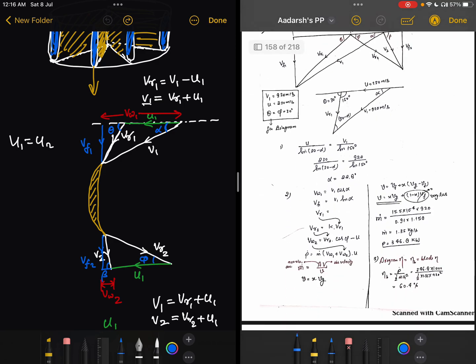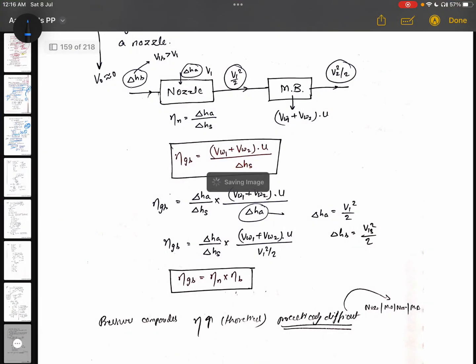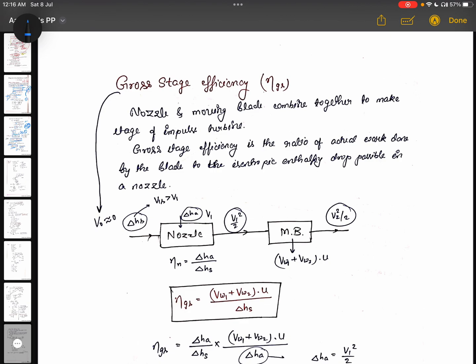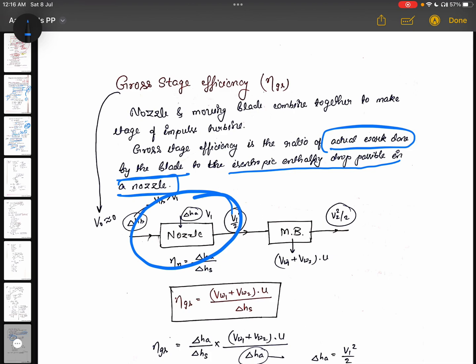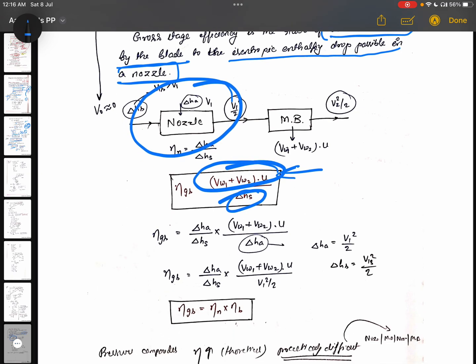So what is our next topic? Gross efficiency. We can define that the nozzle and moving blade combine together to make a stage of an impulse turbine. Gross stage efficiency is the ratio of actual work done by the blade to the isentropic enthalpy drop possible in a nozzle. Whatever isentropic enthalpy drop is possible in a nozzle, how much actual work we can get. So that is defined as the work we are getting divided by the isentropic enthalpy drop: how much enthalpy drop we are getting and how much work we have collected from that. So gross efficiency we can define by this. We are multiplying and dividing by HA.